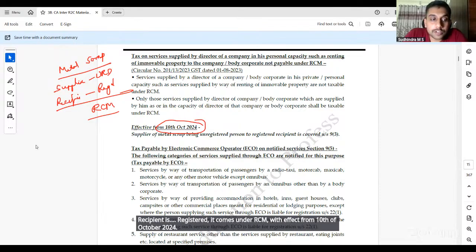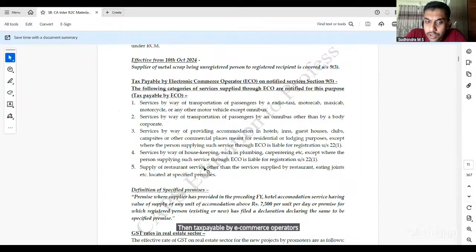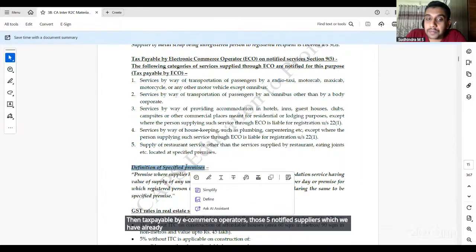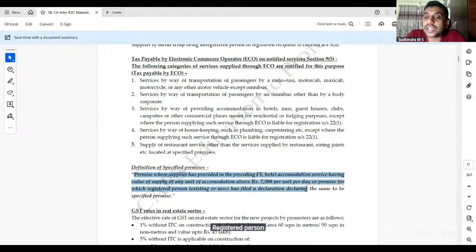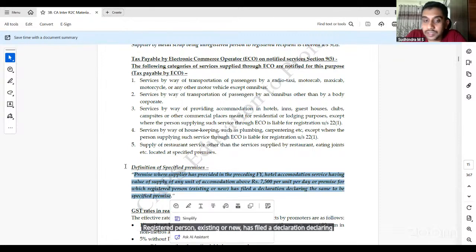Then tax payable by the e-commerce operator, those 5 notified supplies which we have already discussed. Definition of specified premises: premises where the supplier has provided in the preceding financial year hotel accommodation service having value of supply of any unit of accommodation above 7,500 per unit per day, or premises for which a registered person, existing or new, has filed a declaration declaring the same to be specified premises.